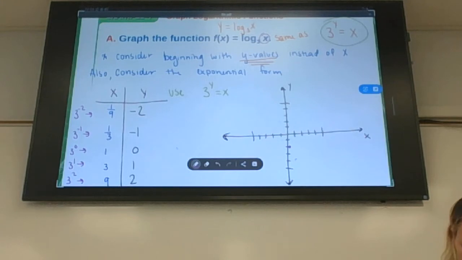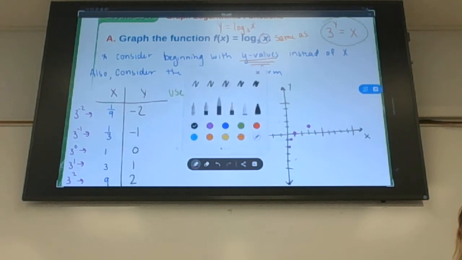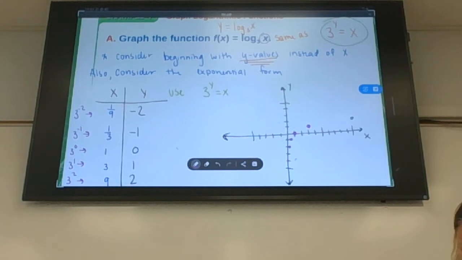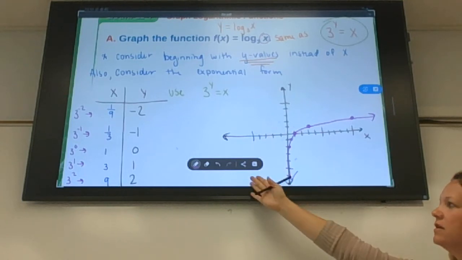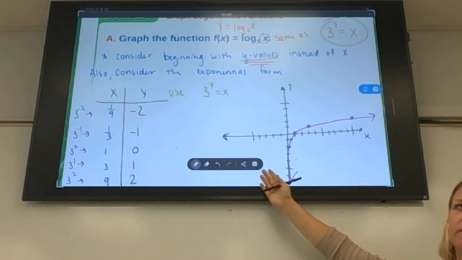X is 1/3 when y is -1. X is 1 and y is 0. X is 3 and y is 1. X is 9 and y is 2. It doesn't go negative, because it's impossible to get a negative x value in this equation.